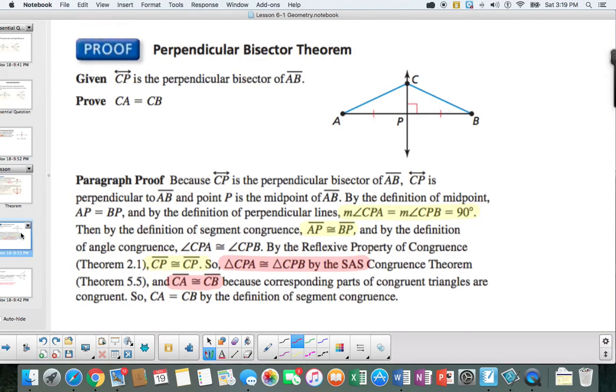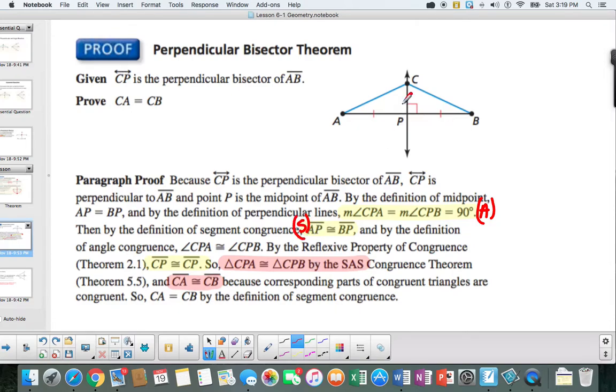Now here's the proof. A perpendicular bisector creates two right triangles. When it creates two right triangles, we're going to get two angles, so we're going to have an angle pair. Because it's a bisector, that's a midpoint, we're going to get a pair of sides that are congruent. And so here's our pair of sides from our midpoint.